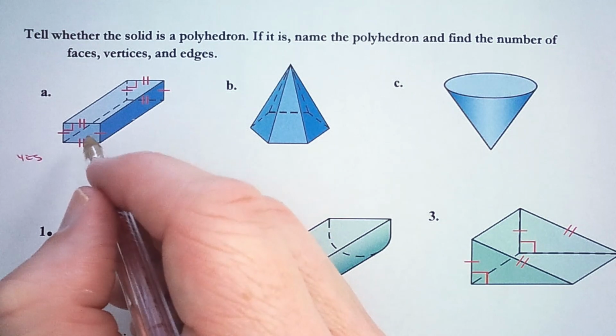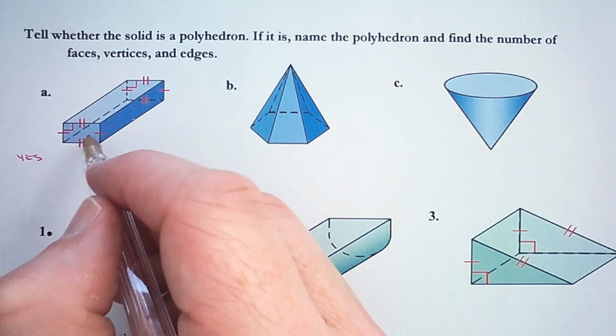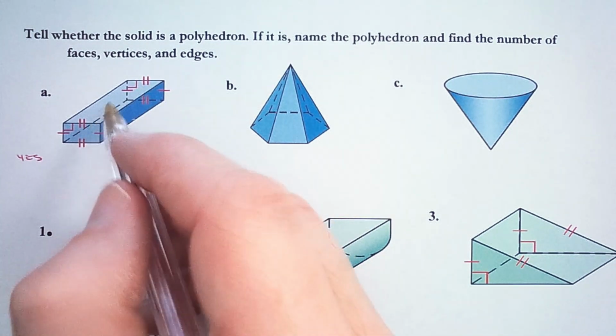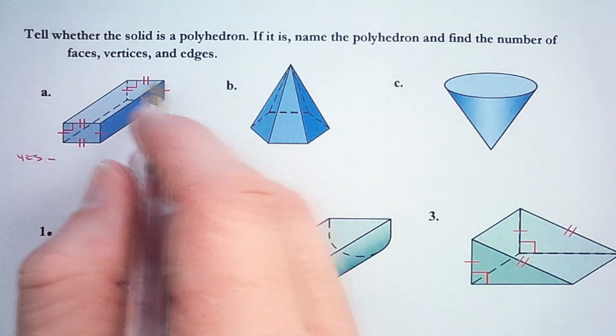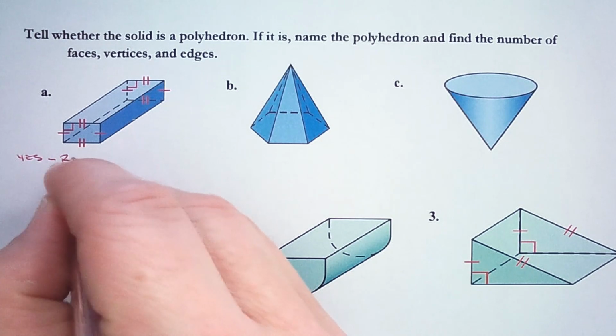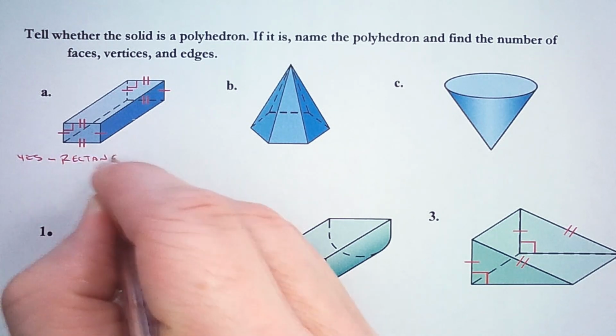Okay, so then we will name it. Okay, so this is a prism because it's got 2 bases that are parallel and congruent to each other. And all sides on this are rectangles, so it is a rectangular prism.